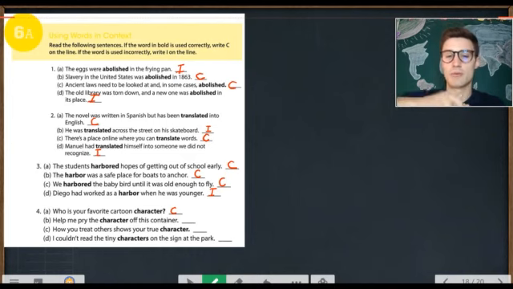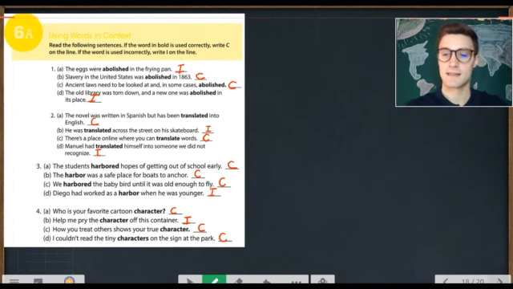Pry means like remove, pull off. That's incorrect. C. How you treat others shows your true character. Correct. D. I couldn't read the tiny characters on the sign at the park. Can you read characters? Yes, correct.